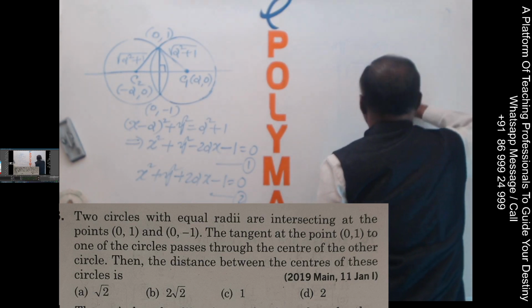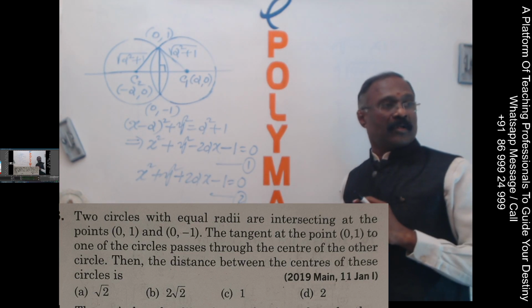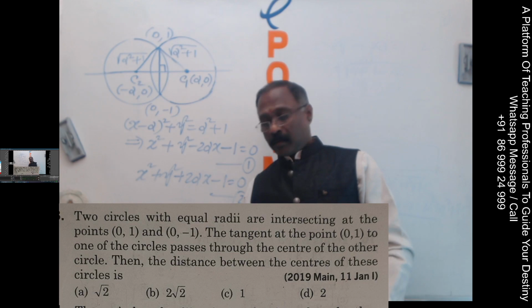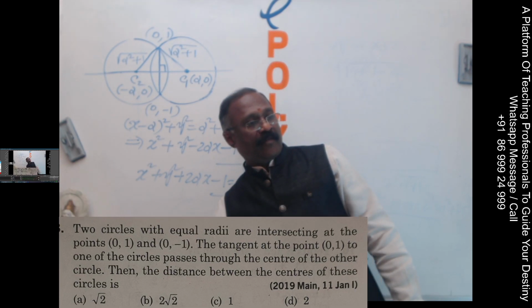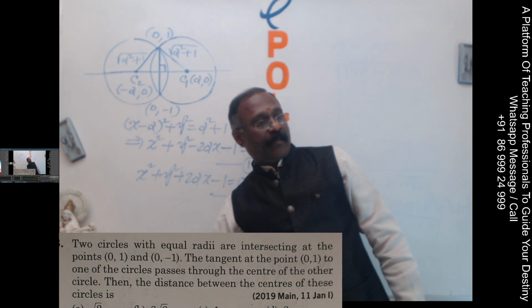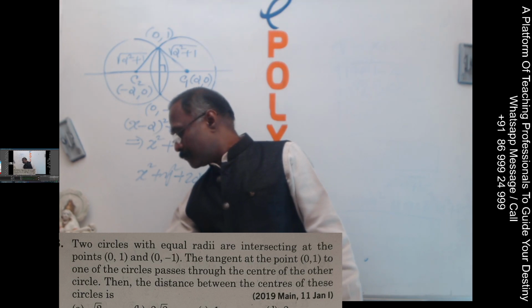Now 1 and 2 are cutting each other orthogonally. See, 1 and 2 are cutting each other orthogonally means apply 2g1 g2 plus 2f1 f2 is equal to 0. Then thereby you will get the alpha value.